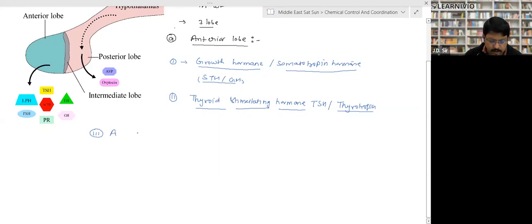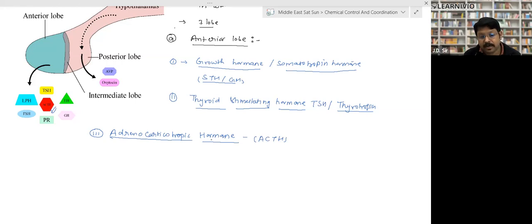Next is adrenocorticotropic hormone. Note it down. In short, it is called ACTH, as it is written over here. Right. It stimulates the adrenal gland.